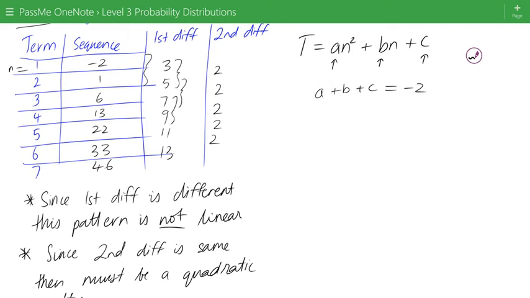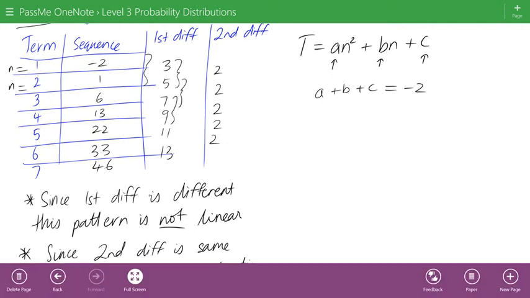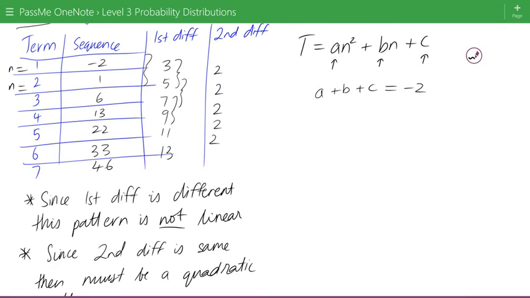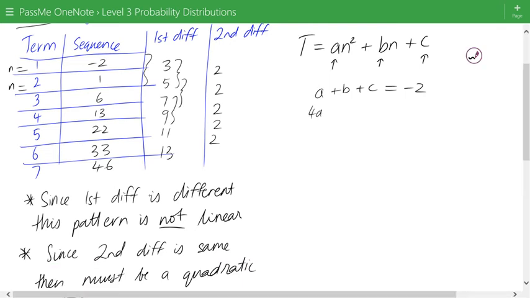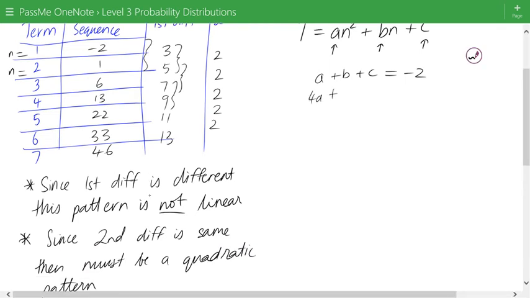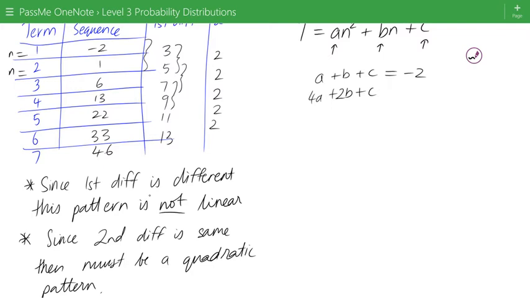Alright, let's look at our second term. So that's where n equals 2. So 2 squared, that's 4. And 4 times a, that's 4a. So we'll write 4a plus. Okay, then we've got b times n. So b times 2 is 2b. And then c is by itself again. And that's all equal to our second term of the sequence, which is 1. So I'll put 1 in.